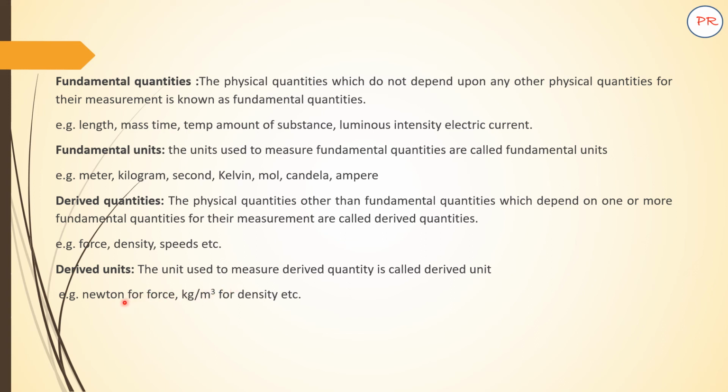The units of these derived quantities are called derived units. For example, Newton for force, kilogram per meter cube for density, and for speed it is meter per second.